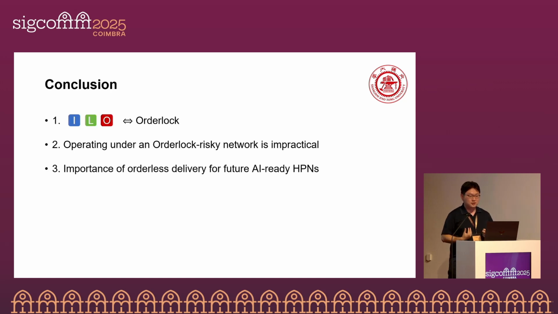In conclusion, our work makes 3 key points. First, combining in-order delivery, lossless transmission, and out-of-order capability is the necessary and sufficient condition for order lock. Second, operating under an order-lock-risky network is impractical due to its high frequency and large reordering buffer requirements. And third, through a case study, we show that from our perspective, orderless delivery would be very beneficial for future AI-ready HPNs.